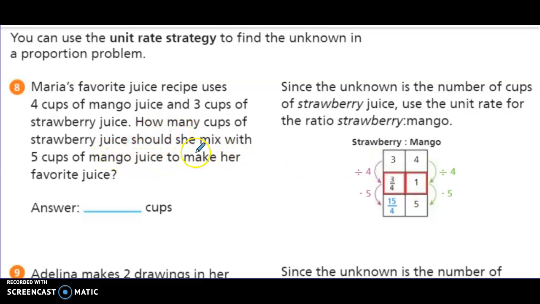Because they give you how many mango juice you have, so that's the column we're going to go down. So we're going to divide by 4 to make this 1. And then we're going to divide by 4, and so we have the fraction 3/4. But we don't have 1 cup, we actually have 5 times 1 cup. So then our next row is 5 times 1 cup. 5 times 3/4 is 15/4, and you can leave your answer just like that.